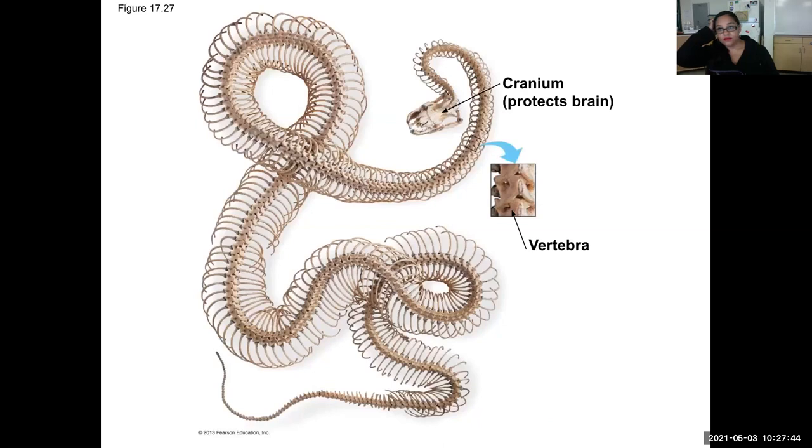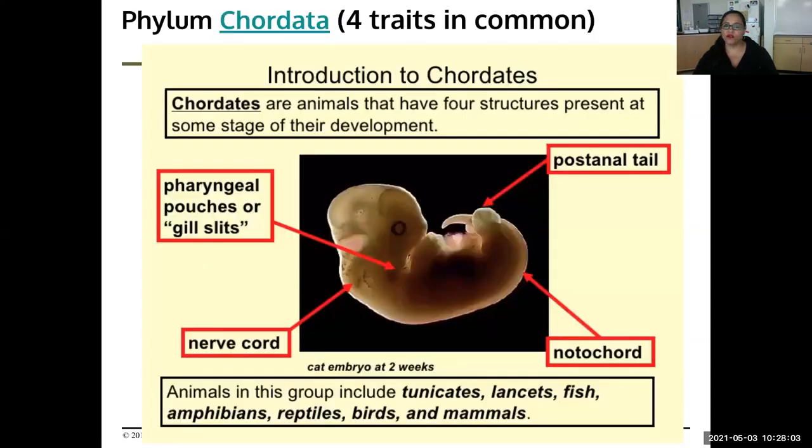So that is the skeleton of a snake, a cranium that protects the brain, and then segmented vertebrae all the way down. Our vertebrae don't go all the way down. Well, they go all the way down our bodies, but. So the phylum is chordata. Just like all the rest of our science words, we don't say CH, we use the K sound.